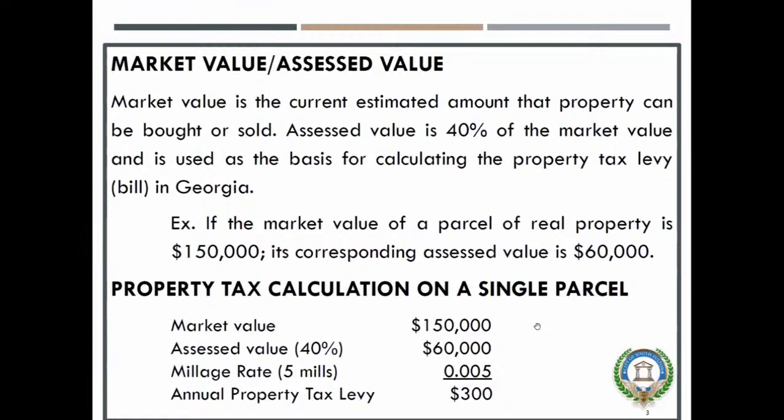The market value or the fair market value is the estimated amount of the property which can be bought or sold in the market. The assessed value is 40% of that market value and is the basis used for calculating our property taxes. For example, a home with a fair market value of $150,000 will have an assessed value of $60,000 for the calculation of property taxes. And you can see in the sample calculation here that the tax on this example would be $300 when applying a millage rate of 5 mils per thousand. Next slide, please.